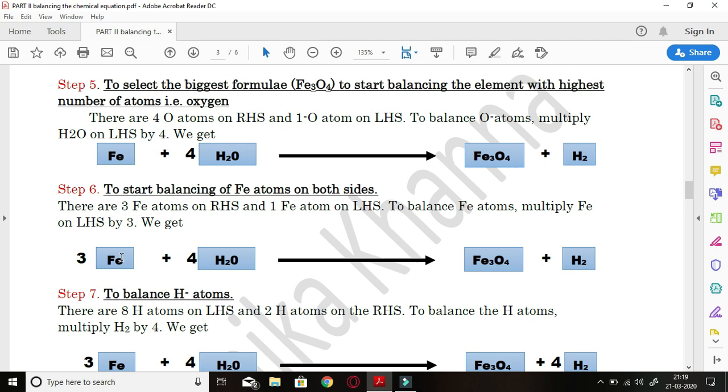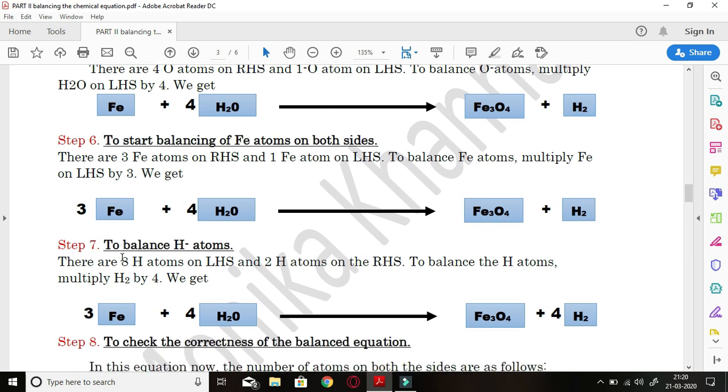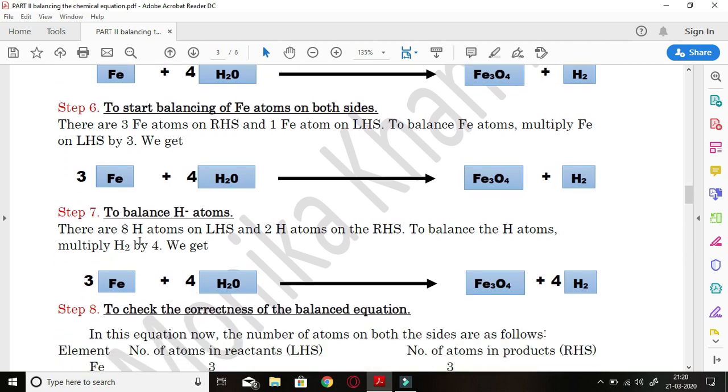Now next one is to balance hydrogen atom. Third element is hydrogen. Now if you look at the left hand side, now there are 8 hydrogen atoms. 4 into 2, that is 8 hydrogen atoms on the left hand side, whereas if you look at the right hand side, they were only 2 in number, and we have balanced them by putting 4 in front of that, so that now hydrogen atoms are 4 on the left hand side and 4 on the right hand side.